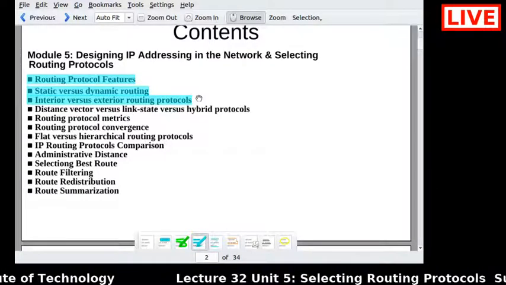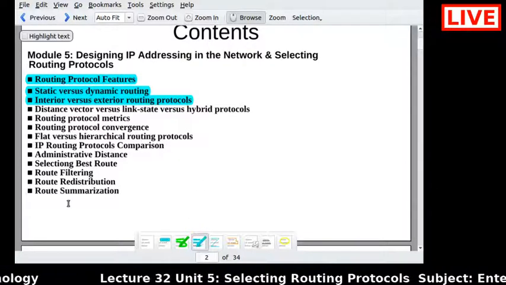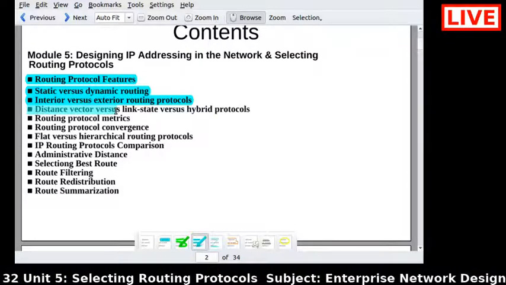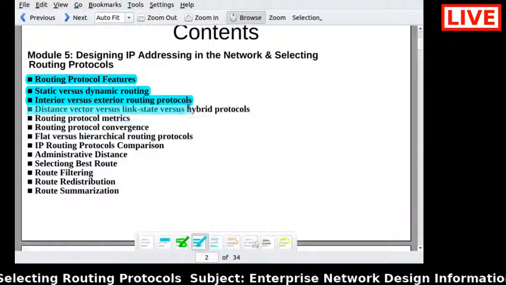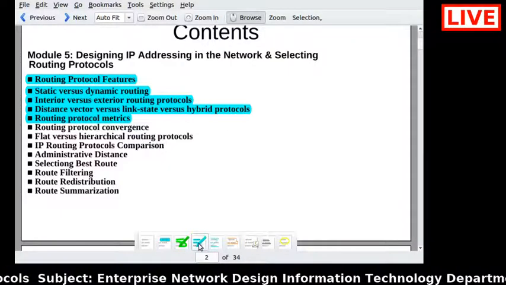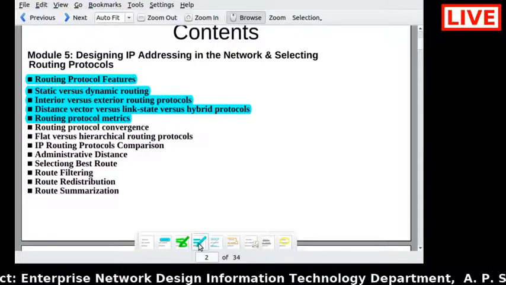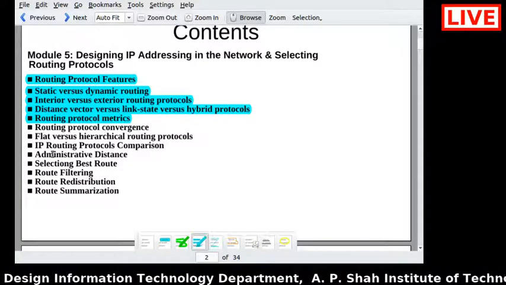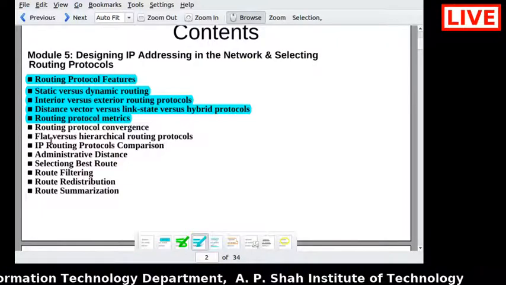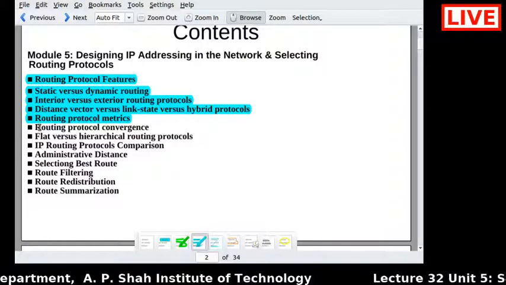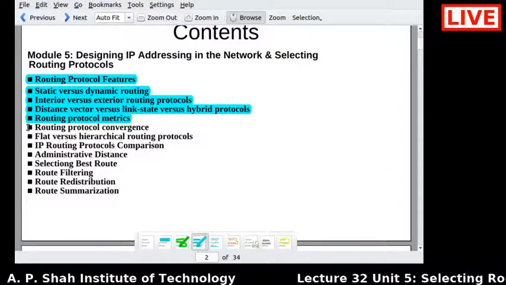Under that, we saw the different examples of routing protocols. Also we discussed distance vector, link state, and hybrid protocols. And for selecting the best path for routing the packets, how you are going to distinguish between the different protocol metrics, and with the help of that, how you are going to select the best path. That also we have discussed.